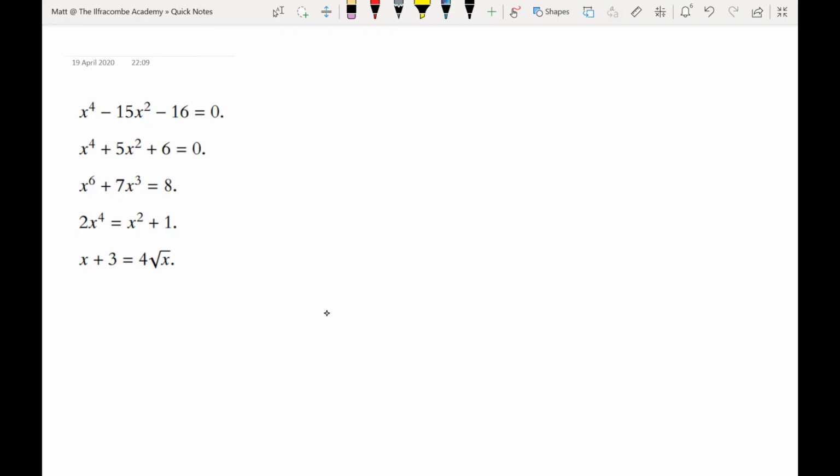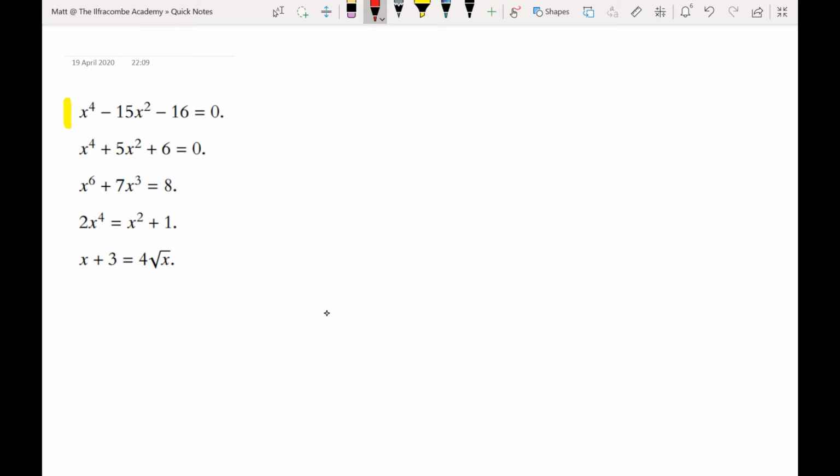Okay, so that last example was an example of what I call a quadratic in disguise. The original equation looked nothing like a quadratic, but we did a little substitution and it turned into one. So this is a bit of a detour away from indices, but here are some other examples of quadratics in disguise. So let's have a look at the first one here.